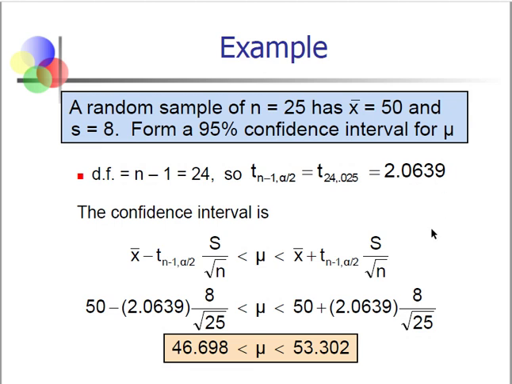So we then construct our confidence interval, but we have all the values in our formula. So this will just be, our mean is 50, the t value there is 2.0639, our s is 8, our n is root of 25. When we do that, we're going to find that we have our confidence interval between 46.68 and 53.30.